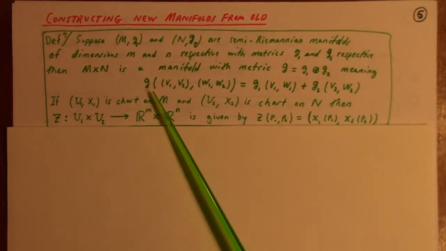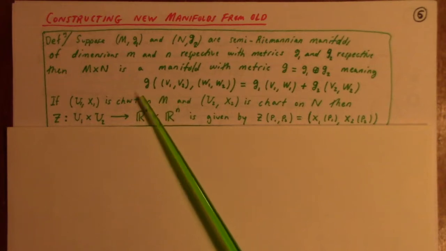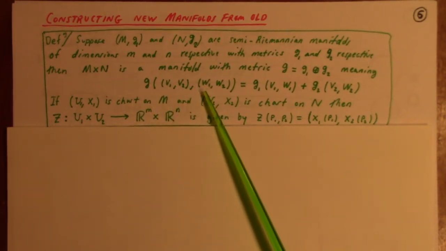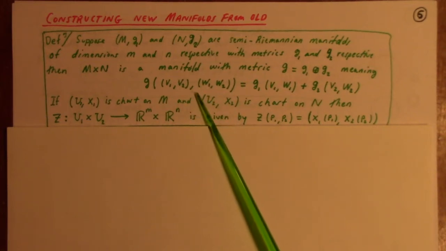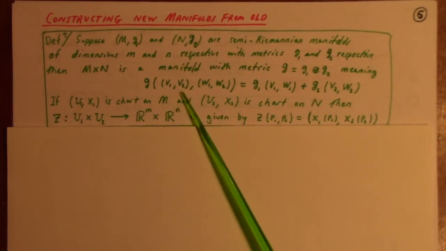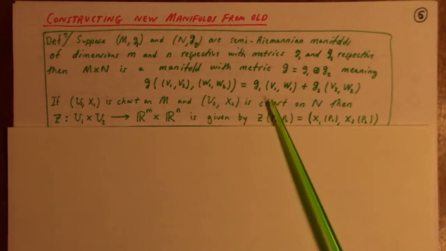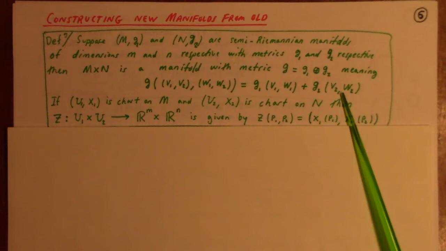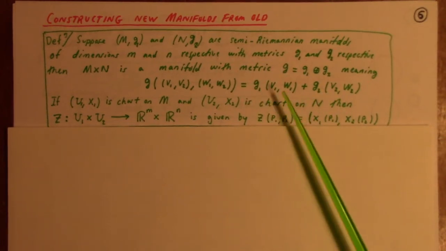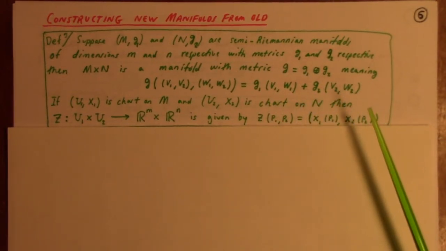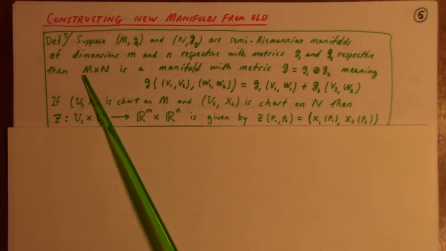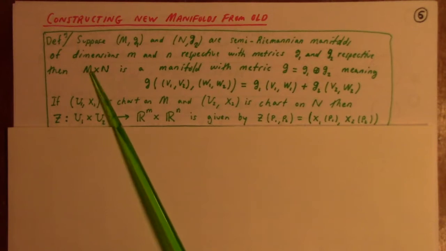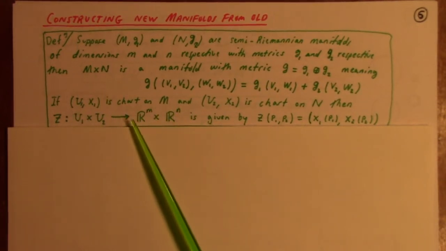If I take a pair of vectors, one from M, one from N, and another pair of vectors, one from M, one from N, then I can calculate the metric with respect to those pairs by adding the metric for the first pair plus the metric for the second pair, taken respectively with metrics for M and N. I should also mention, how do you actually form this? How is this a manifold? This is a manifold if you use the product of the charts in the natural way.